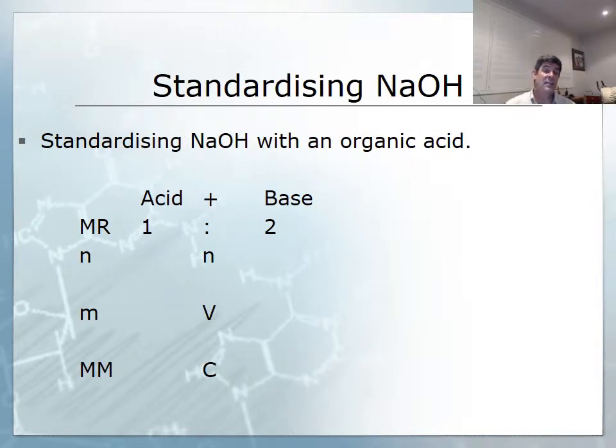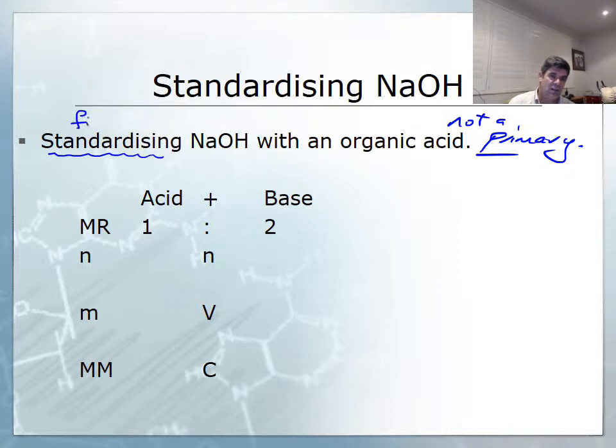So let's have a look at an example to kick us off then. We know that sodium hydroxide is a very good solution to use in titration because it's a strong base, but it is not a primary standard. There's another video which outlines the characteristics of a primary standard, and unfortunately sodium hydroxide does not fit into that category. So if we want to use it, we must standardize it first. We must find its concentration.